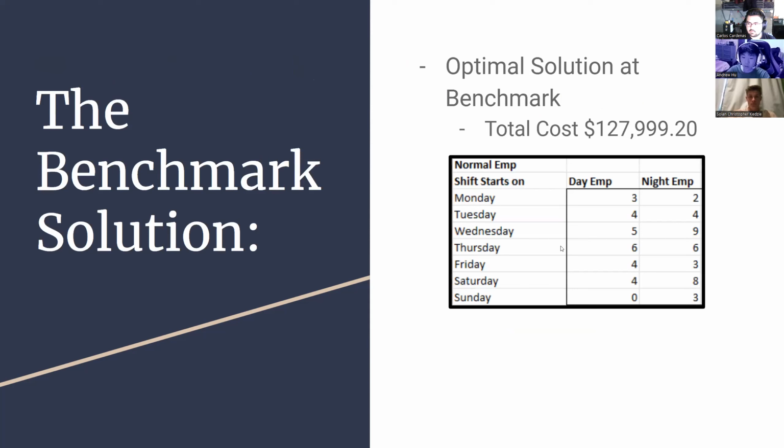As seen in the PowerPoint, to satisfy the constraints of the problem, we have split up the employees into day and night shifts. The optimal solution at benchmark is $127,999.20, and the number changes as we increase the required number of shifts for the firefighters. Firefighters work 4 consecutive days and have 3 consecutive days off. The table represents when these shifts start, with the given constraints the solver determined an optimal solution.